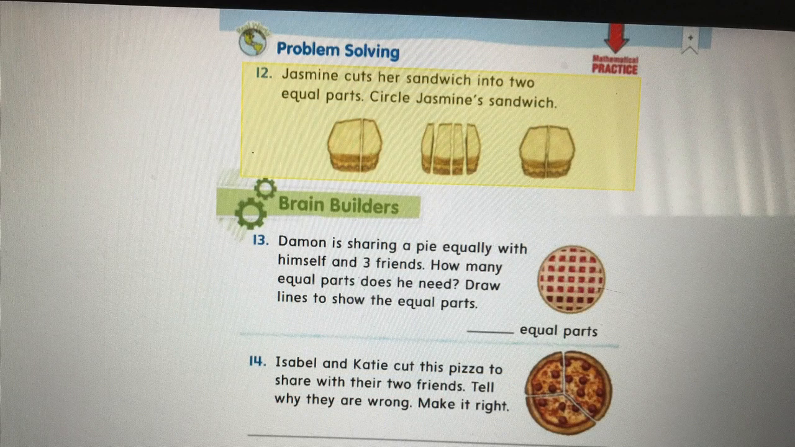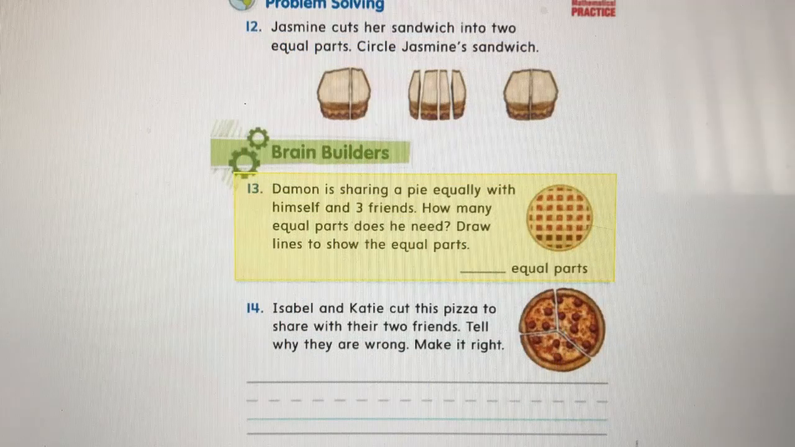Problem 12. Jasmine cuts her sandwich into 2 equal parts. Circle which sandwich is Jasmine's sandwich. Look carefully at the equal parts and make sure there are 2. Damon is sharing a pie equally with himself and 3 friends. That's 4 people. How many equal parts does he need? Draw lines to show the equal parts in the pie on the right.